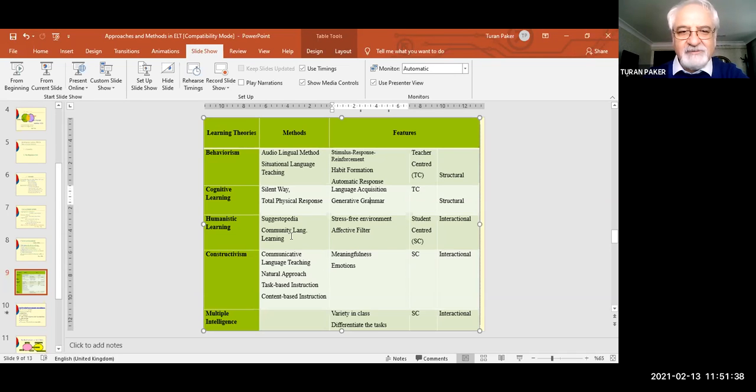So we have constructivism, and we came up with communicative language teaching, the natural approach, task-based instruction, and content-based instruction. The key idea for them was that emotions are important. Yes, it should be cognitive, and yes, we can have certain repetitions, but the most important thing is meaningfulness. What you say and what you hear should be meaningful to you. When you hear someone speak, if you don't have any meaning in your thinking balloon, then it is just noise for you.